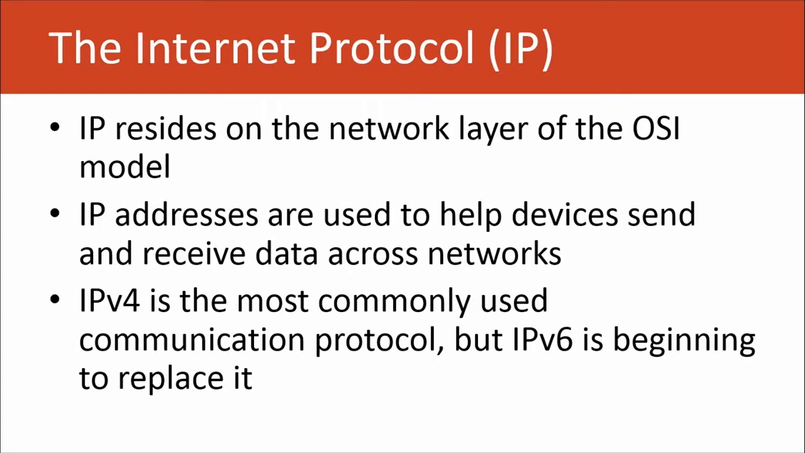The Internet Protocol resides on the network layer. Recall that from our detailing of the OSI model. IP addresses are used to help devices send and receive data across networks. Remember that they are very much like our mailing addresses. If you mail something to your mom or to a friend, it's the same way computers communicate. They use addresses to make sure that information goes to its intended destination. IPv4 currently is the most commonly used communication protocol, but IPv6 is starting to replace it, and it's already being used more and more widely everywhere.